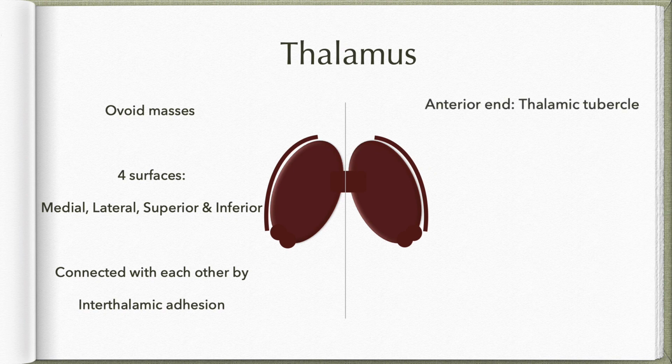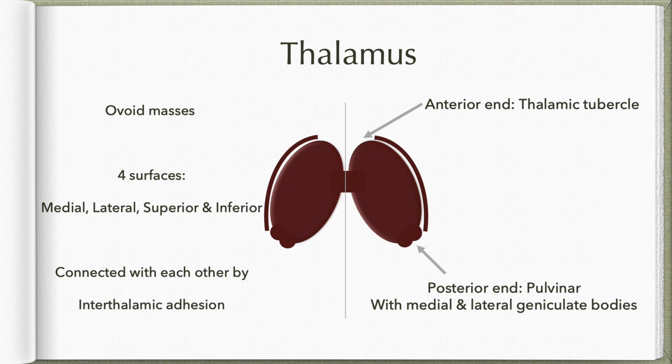Anterior end of the thalamus is narrower, known as thalamic tubercle. Posterior end of the thalamus is broader, it is known as pulvinar. It shows two oval swellings on the surface known as medial and lateral geniculate bodies.